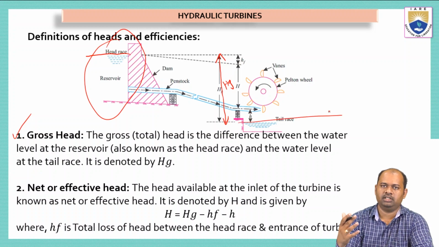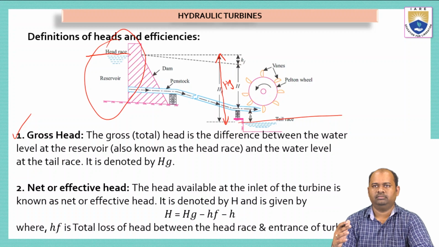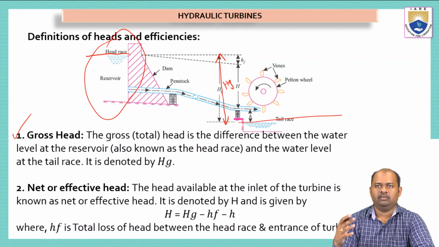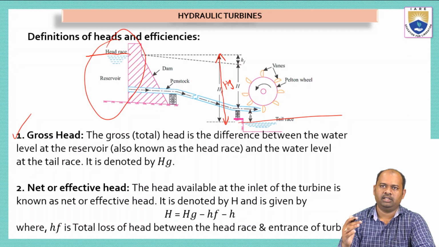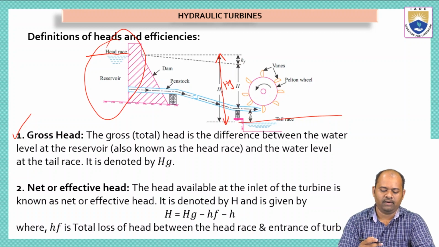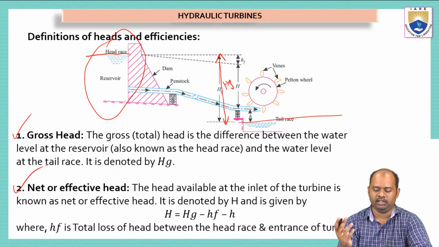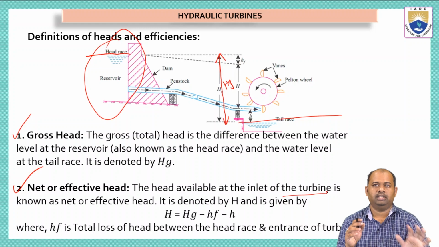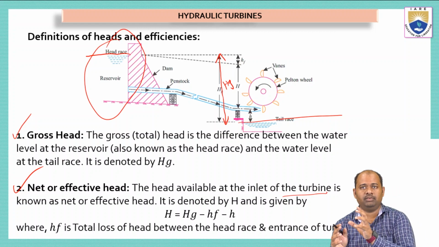Tail race is the level of water in the tank which is placed below the turbine. Now the difference of this height from the tail race to the head race, that means the level of water in the reservoir to the level of water in the tail race, this difference is called Hg, that is gross head. And we also have other definitions like net effective head. Net effective head is the head available at the inlet of the turbine. Simple.